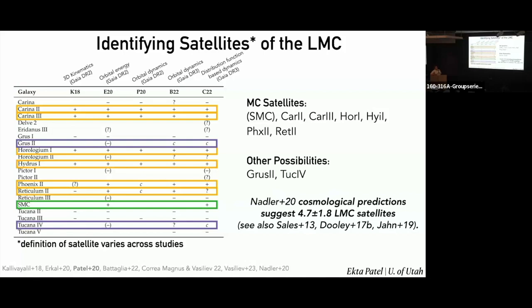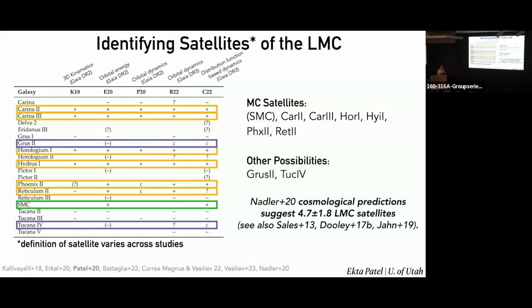When I say these definitions of satellite vary, I think this is a very important but maybe overlooked point in the community. If you're interested in satellite galaxies of the LMC or really any other galaxy, I encourage you to look in the literature at what different definitions people are using. Sometimes it's purely a cut at distance relative to whatever host galaxy you're interested in. Sometimes it's more of a dynamical argument. Sometimes it's not.